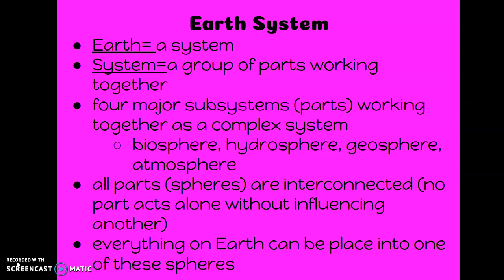There are 4 major subsystems or parts that work together in this very complex system. And those are, as we know, the biosphere, the hydrosphere, the geosphere, and the atmosphere. All of these spheres are interconnected, so no part acts alone without influencing another. Everything on Earth can be placed into one of these spheres.